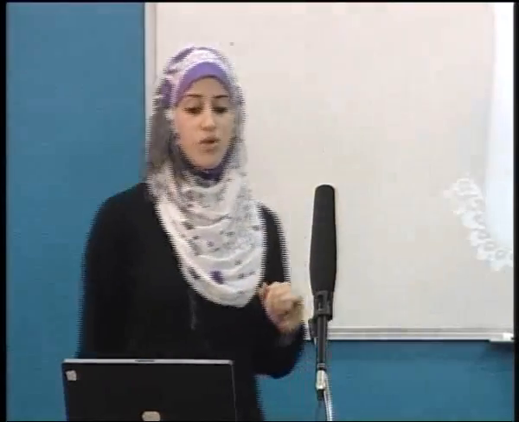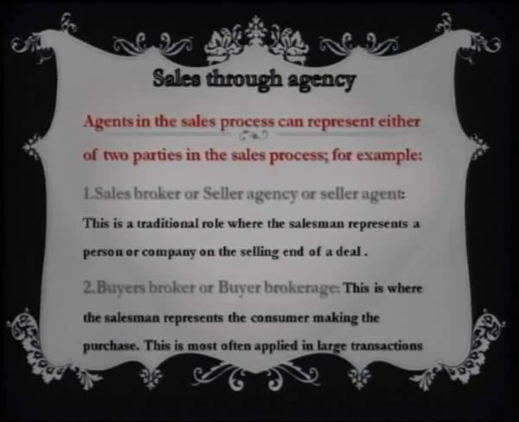agent. This is a traditional role where the salesman represents a person or company on the selling end of a deal. The second type is the buyer broker or buyer brokerage, which is the opposite of the sales broker. This is where the salesman represents the consumer making the purchase. This is most often applied in large transactions.